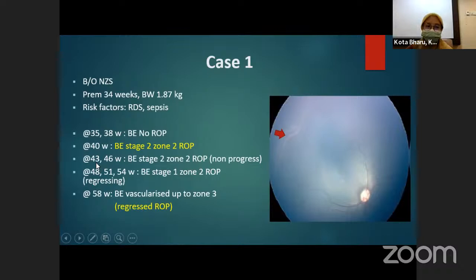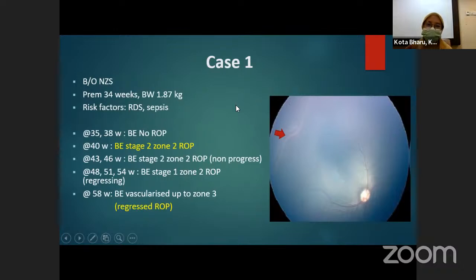Subsequently, we reviewed this baby at 43 and 46 weeks, still stage 2, zone 2, not progressing. And at subsequent reviews at 48, 51, and 54 weeks, it showed regression from stage 2 to stage 1 at zone 2. And at the subsequent review at 58 weeks, noted that the ROP of stage 1 had fully regressed and the vessels were fully vascularized up to zone 3.